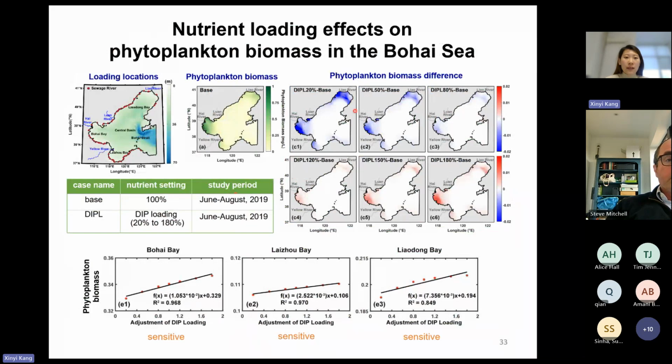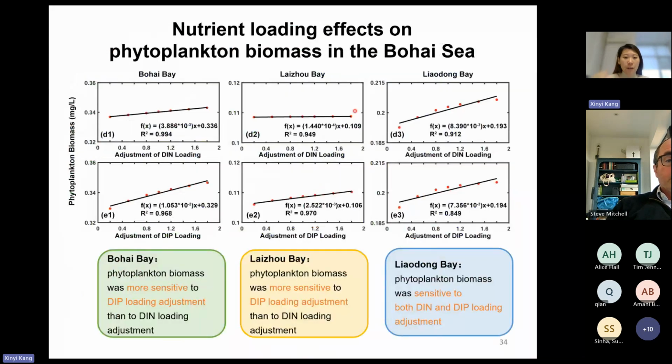And when we compare the 2 sets of experiments for DIN loading and DIP loading for each sub-region, based on the phytoplankton biomass and the slope values, we could see that for Bohai Bay and Laizhou Bay, the phytoplankton biomass was more sensitive to DIP loading adjustment than to the DIN loading adjustment. For Liaodong Bay, the phytoplankton biomass was sensitive to both DIN and DIP loading adjustments.